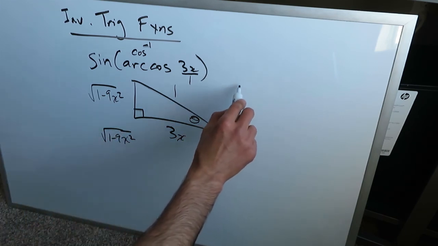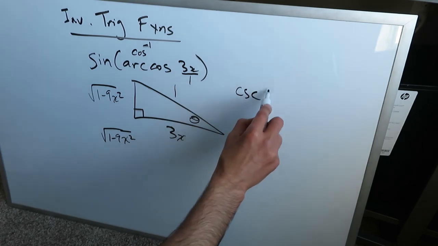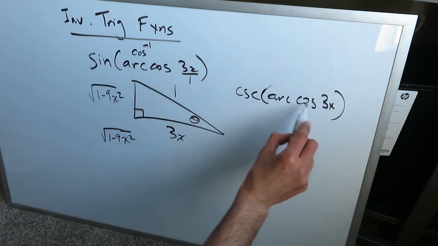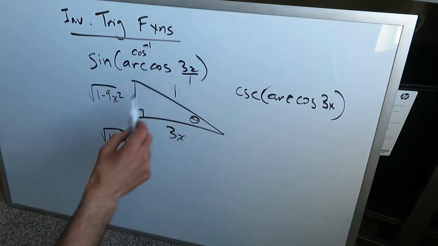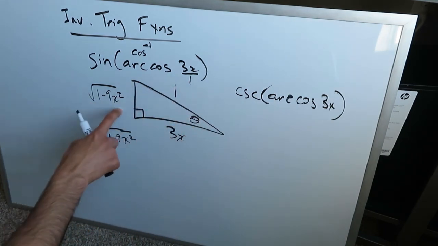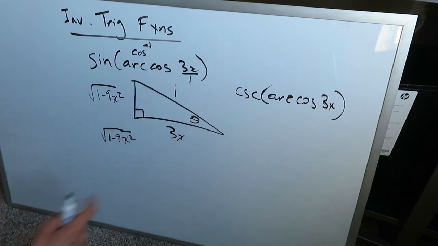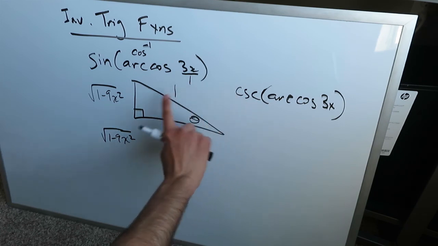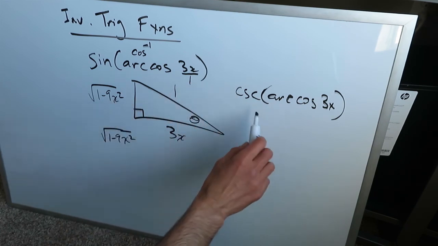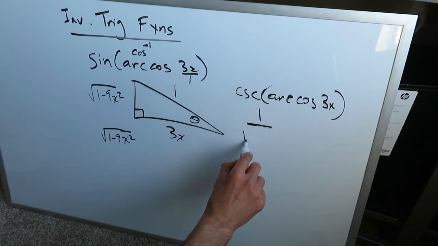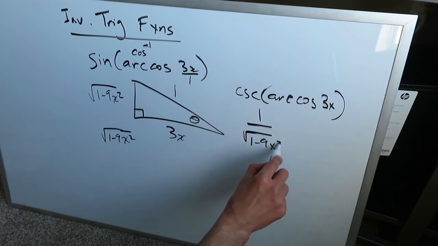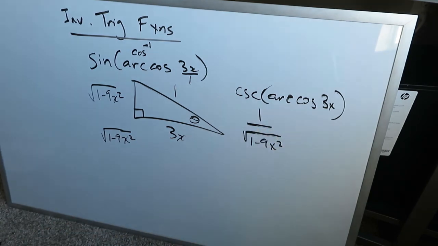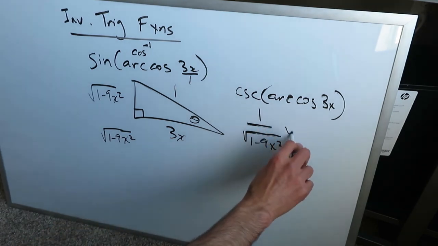How about if the question stated this? Find the cosecant of arc cosine 3x. Again, you would have done all of this procedure to map out your triangle and get the missing side filled in, and then just find the cosecant of that. Cosecant would be hypotenuse over opposite, which would be 1 over the square root of 1 minus 9x squared. You can rationalize this, multiplying top and bottom, and present a rationalized answer, but this right here is an acceptable answer.